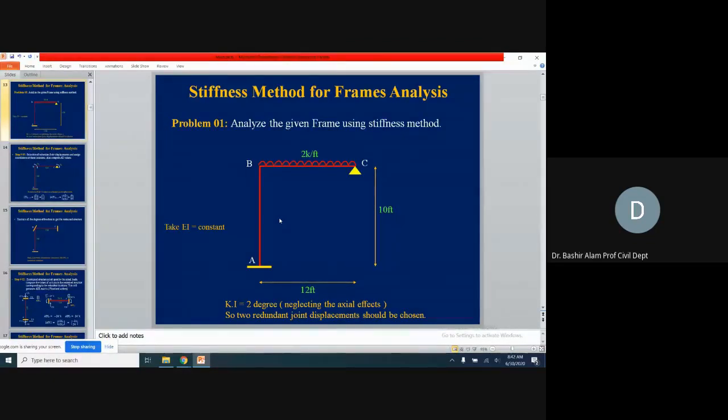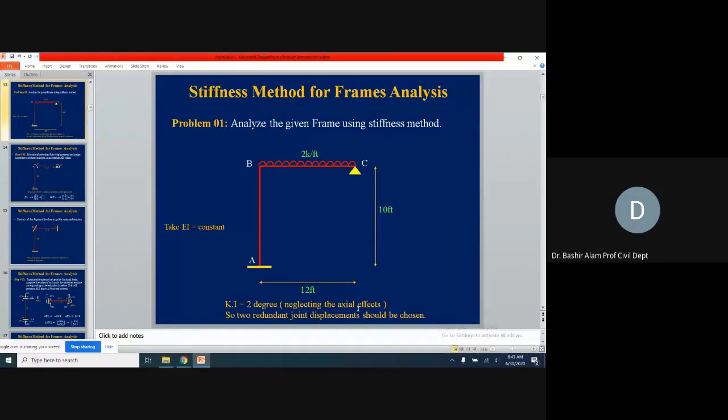And what are those 2 degrees? It is the rotation at joint B and the rotation at joint C. So at the bottom you see this kinematic indeterminacy of 2 degrees when we neglect the axial effects. If we take these axial effects, then it is 4 degrees indeterminacy.